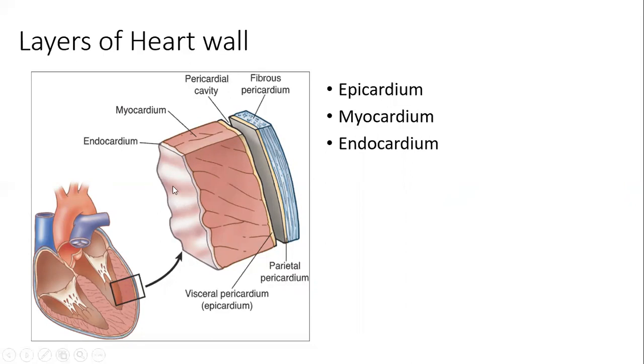Further inside to the myocardium is the layer called endocardium. Endo means inner, on the inside. So within the cavity of the heart, the lining is called endocardium. It is a thin layer lined by endothelium and subendothelial connective tissue. And it also covers the valves of the heart.